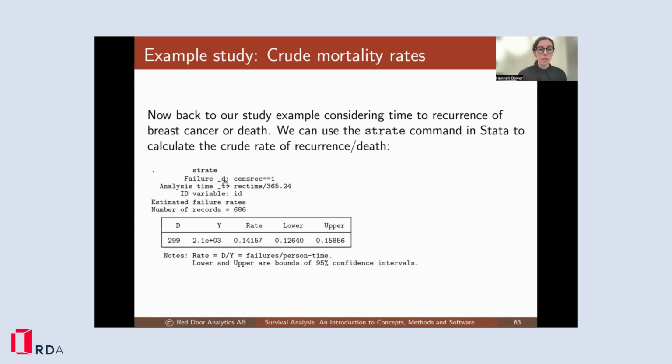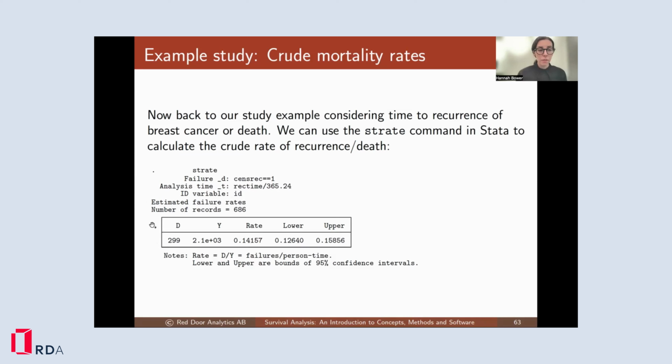So if we do that here, we can see that we have written just sdrate, and we would do this after we have sdset our data as described in the previous section of the course. So here we have our time since breast cancer diagnosis in years. And you can also see that here when we look at the output, where we see analysis time is rec time divided by 365.24. We divided the days that we had in rec time by 365 in order to get our time in years.